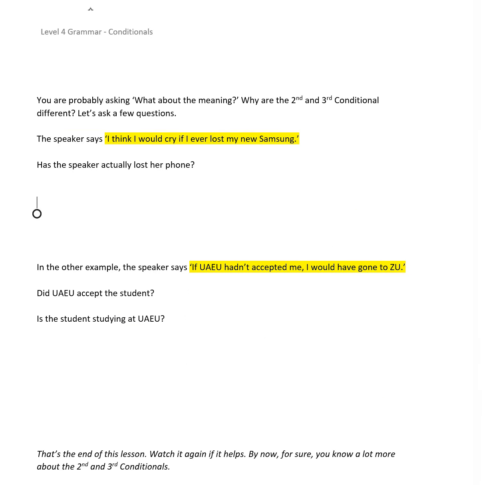Now you're probably asking, what about the meaning? Why are the second and third conditional different? Let's ask a few questions. The speaker says, I think I would cry if I ever lost my new Samsung. Has the speaker actually lost her phone? What's the answer? The answer is no, she hasn't lost her phone. Yes, it is past tense, but she's thinking about how she would feel if she did lose her phone, and that's the second conditional.